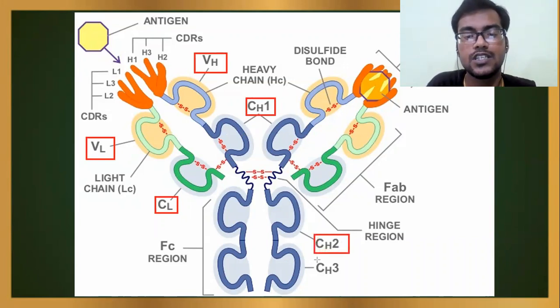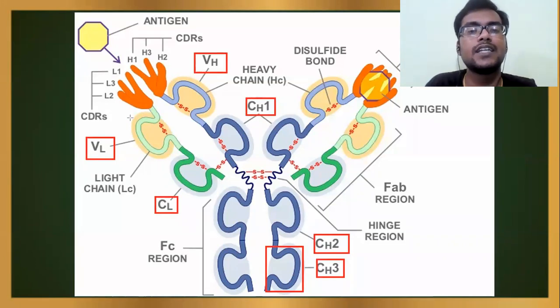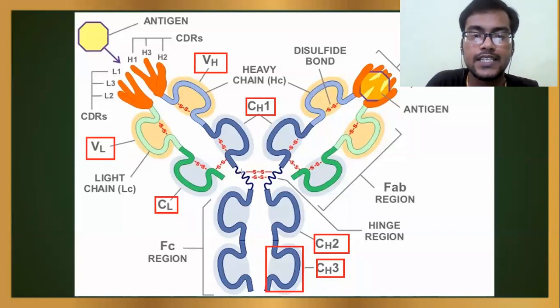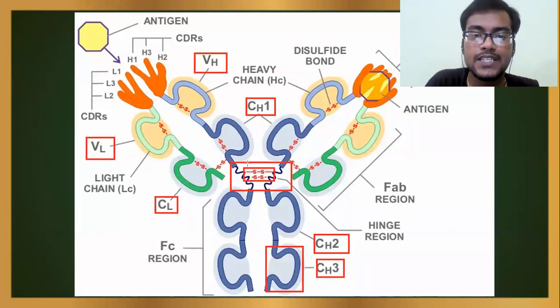This is the constant region of heavy chain 3. This is also known as a domain, constant domain of heavy chain. They never change their sequences. This is the variable region because it varies from antibody to antibody depending upon their antigen binding. This is the hinge region, where disulfide linkages are present. It is present in between constant region of heavy chain 1 and constant region of heavy chain 2, as shown in the diagram.